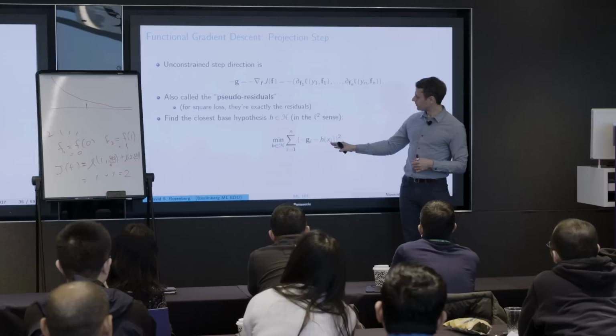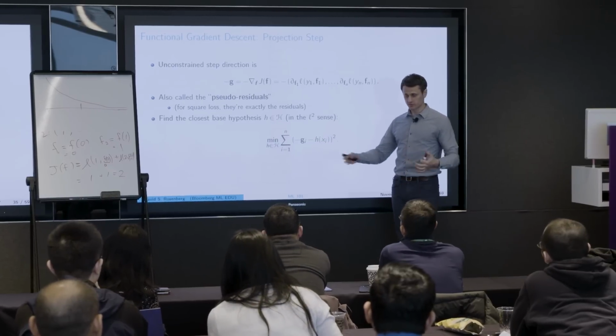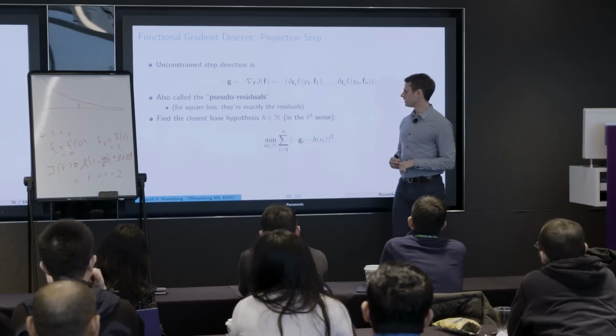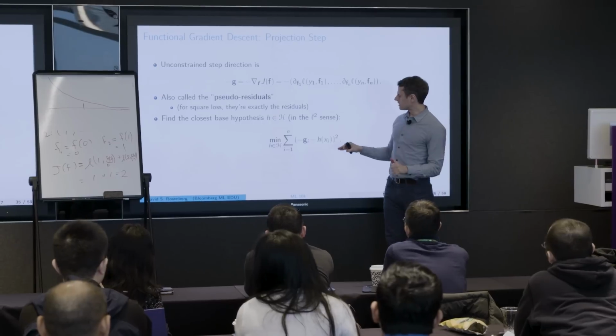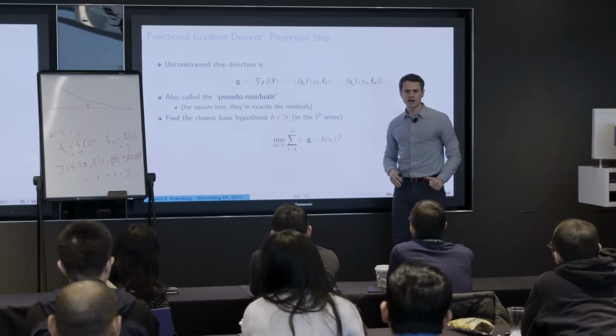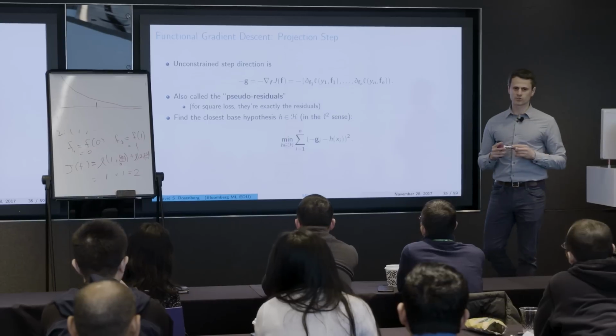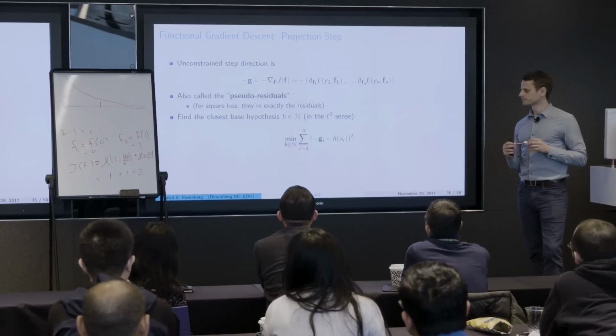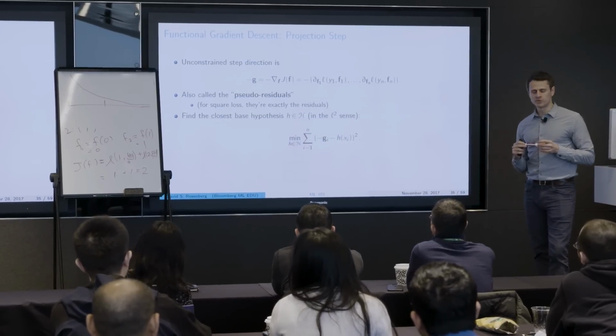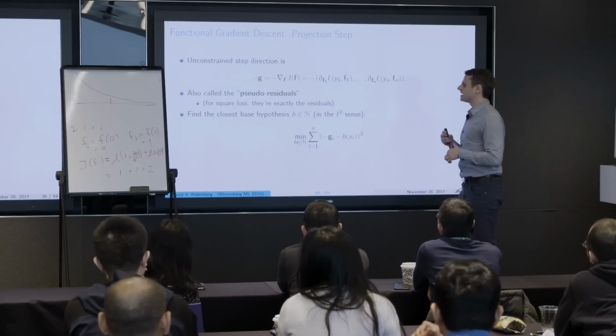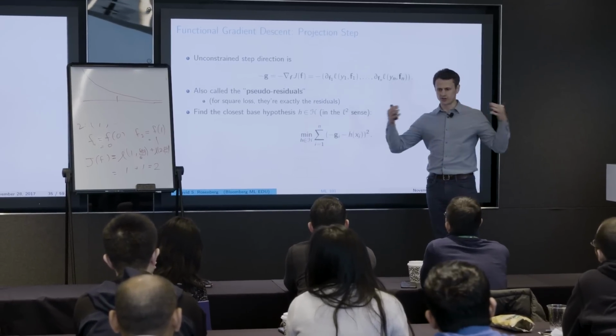So we're searching for a function h in the hypothesis space, which gives us a legit function defined everywhere in X. And we ask that it try to approximate negative g_i at each training point i as closely as possible in this square sense. And that will be the step we actually take. So we add h, or some multiple of h, to the function that we're building up.